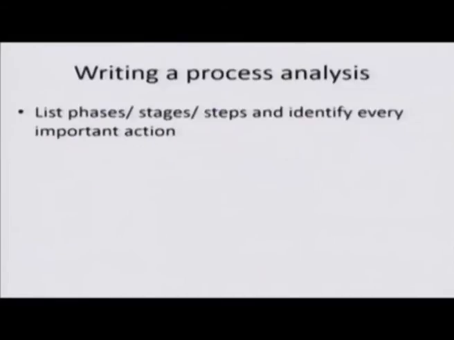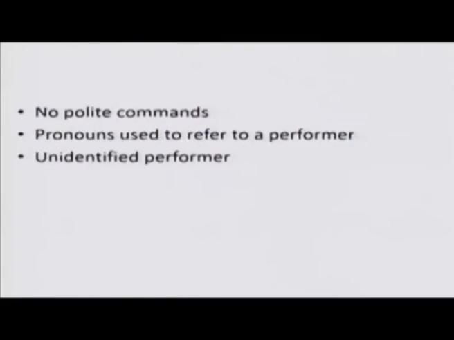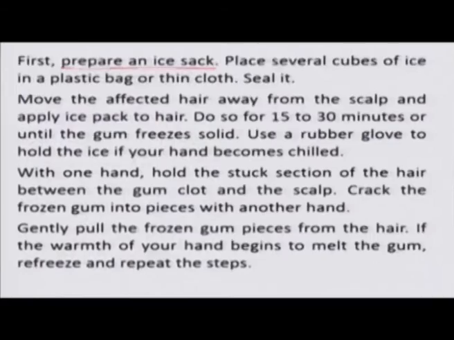So, if you go back to this example, how to remove bubble gum, the writer here uses the transition word first. This is just an example. If you are talking about steps in chronological fashion, then we use such transition words like first, second, and that becomes very crucial.